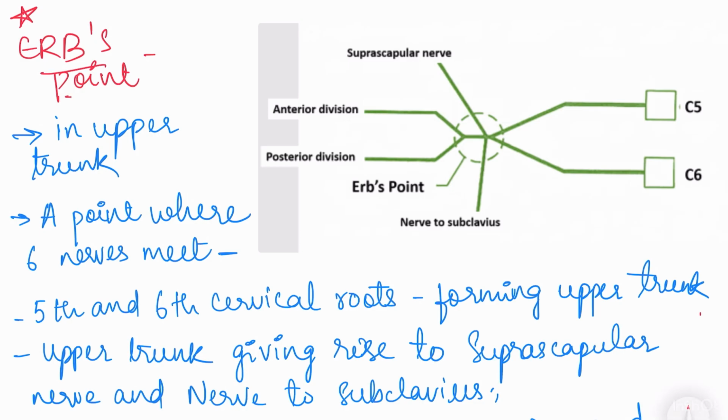Now coming to Erb's point. Erb's point is the region in the upper trunk of brachial plexus where 6 nerves meet. Now let's see what are the 6 nerves which meet at Erb's point.